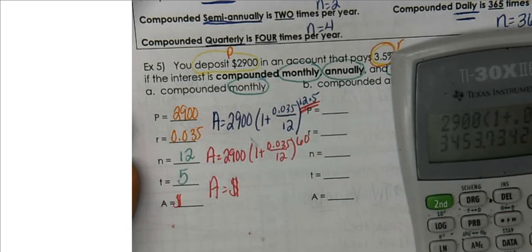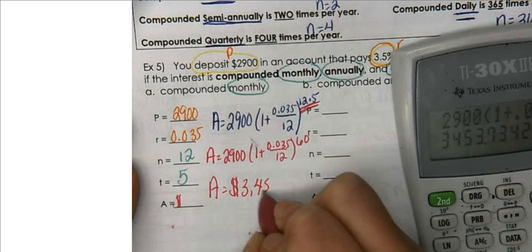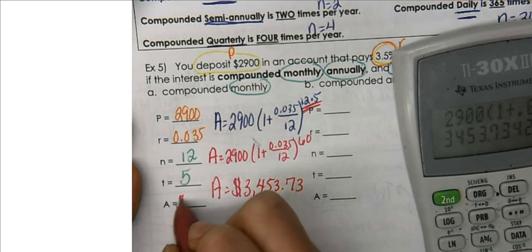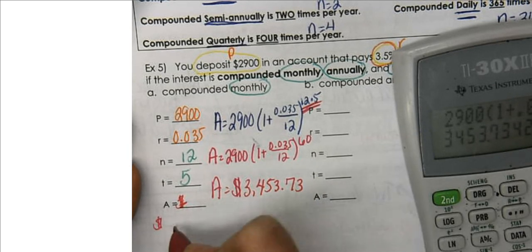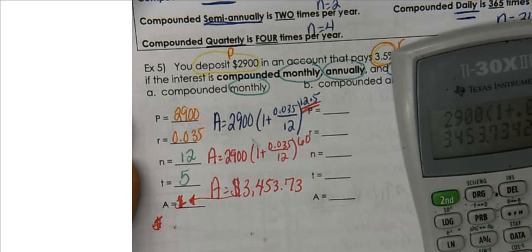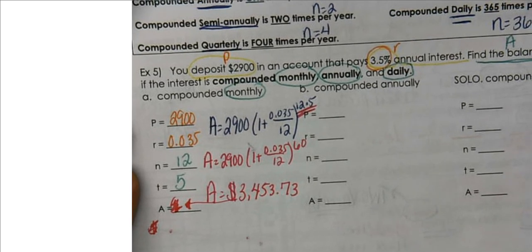So this is $3,453.73. So we're always going to make our answer look like money. So I ran out of space. I'm just going to write like a little arrow right here that's where this goes. I ran out of space for that. All right, let's go ahead and look at letter B.